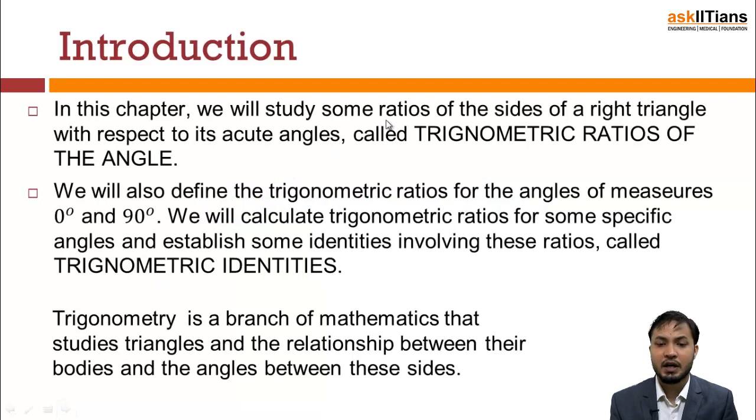So in this chapter, we shall study some ratios of the sides of a right angle triangle with respect to the acute angles, also called the trigonometric ratios of the angles. We will also define the trigonometric ratios for angles of the measures 0 to 90 degree. We will calculate trigonometric ratios of some specific angles and establish some identities involving these ratios. We call them trigonometric identities. So basically, it is the study of triangles and the relationship between the sides and the angles of these sides.